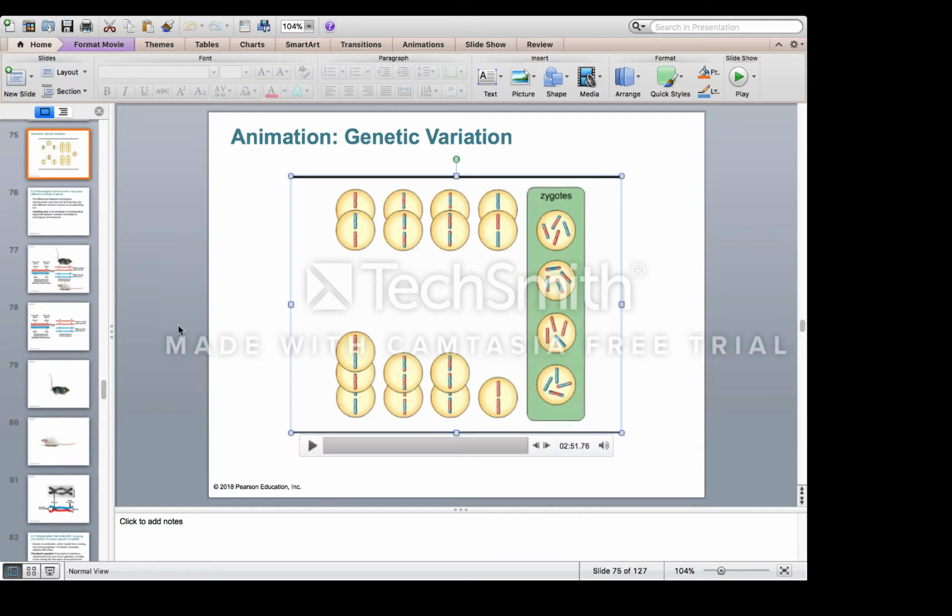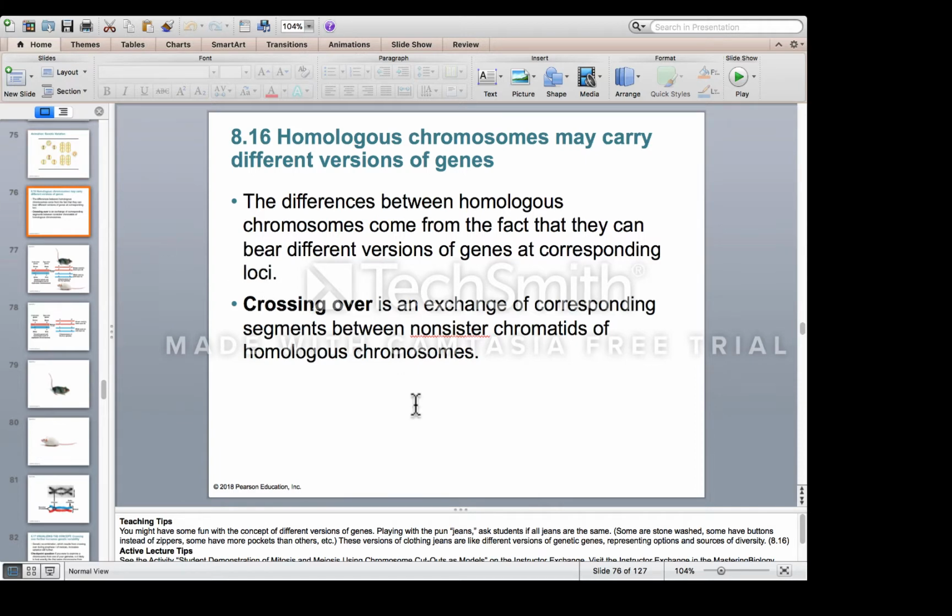All right, cool. That totally is amazing. That's actually pretty awesome. All right, so homologous chromosomes can definitely carry different versions of genes. The difference is that they can come from a totally different version of genes at unique corresponding points called loci.